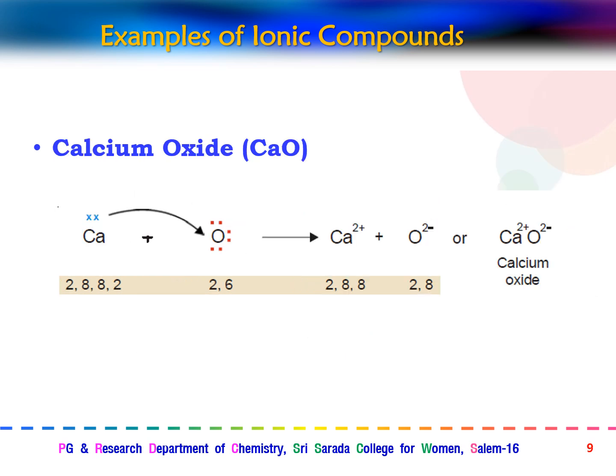The next example is calcium oxide. Calcium has 2 valence electrons while oxygen has 6. The calcium atom transfers its 2 electrons to the oxygen atom. Thus both calcium and O achieve the stable electron octet, forming Ca2+ and O2- ions. Thus, the molecule calcium oxide has Ca2+ and O2-.